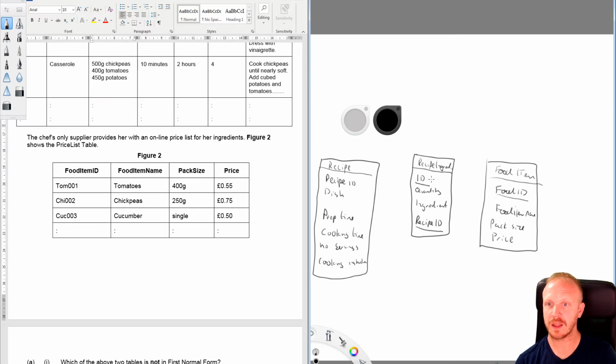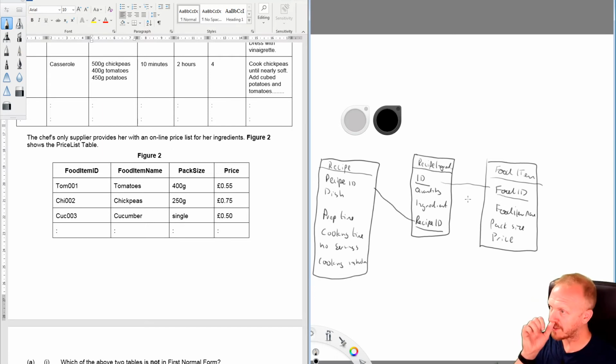So if we link that food item ID to here and this recipe ID to here, we actually have a normalized table, because this recipe ingredient will allow us to pick a recipe that the recipe ingredient belongs to and a food item from the supplier that it belongs to. So once we'd got that to first normal form, the rest of it actually fell into place.